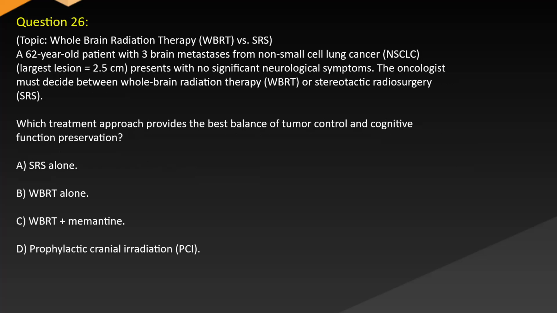Question 26. Topic: whole brain radiation versus SRS. A 62-year-old patient with 3 brain metastases from non-small cell lung cancer, the largest lesion equals 0.5 centimeters, presents with no significant neurological symptoms. The oncologist must decide between whole brain radiation or stereotactic radiosurgery (SRS). Which treatment approach provides the best balance of tumor control and cognitive function preservation? A. SRS alone, B. WBRT plus memantine, C. WBRT alone, D. Prophylactic cranial irradiation (PCI).